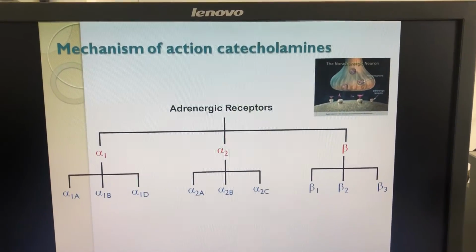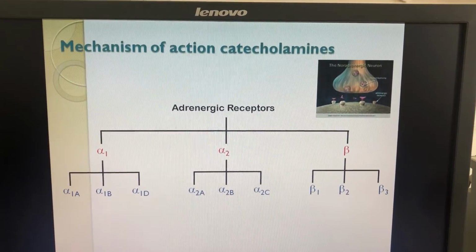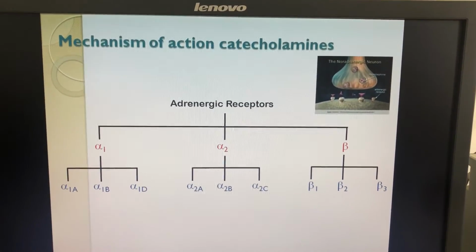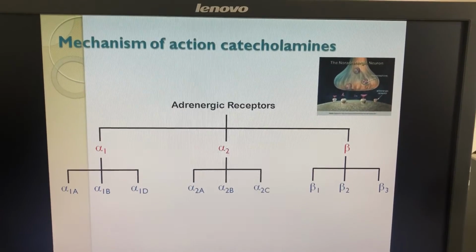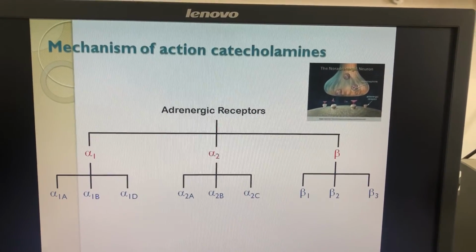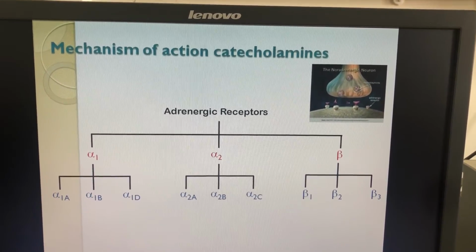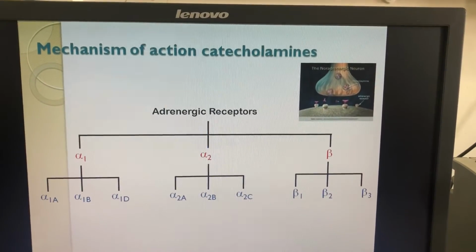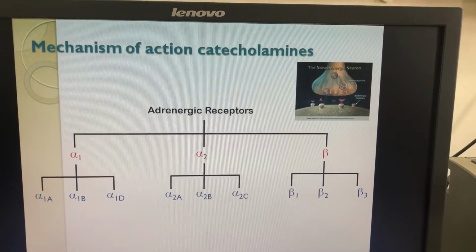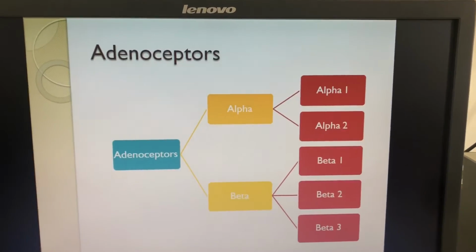Now again, these alpha 1 receptors are subclassified as alpha 1A, 1B and 1D. The alpha 2 receptors are alpha 2A, alpha 2B and alpha 2C. Beta, as already mentioned, are beta 1, beta 2 and beta 3.